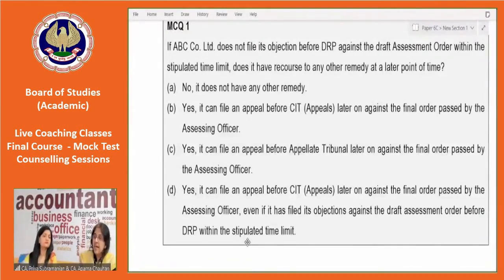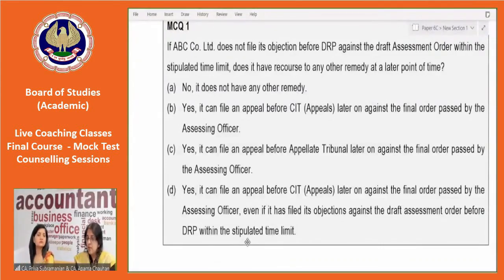But if the assessee chooses not to file objections before the DRP, then it has the option to file an appeal before Commissioner Appeals against the final assessment order. Because in such a case, it has not objected to it at all at the initial stage. So it can file an appeal to the Commissioner Appeals. This is clarified by the CBDT by way of a circular. I hope this point is very clear.